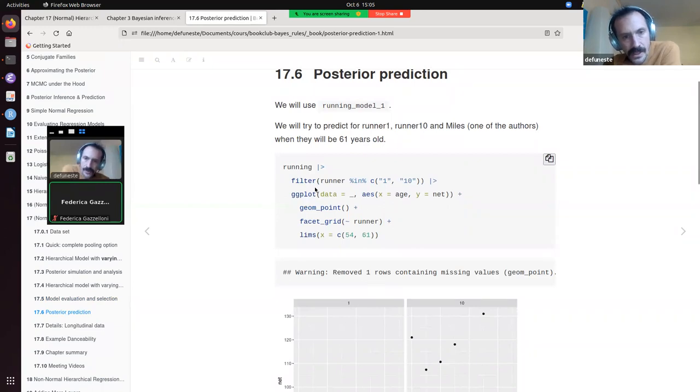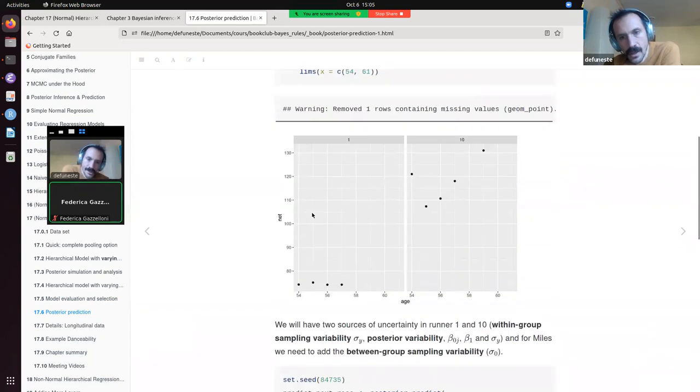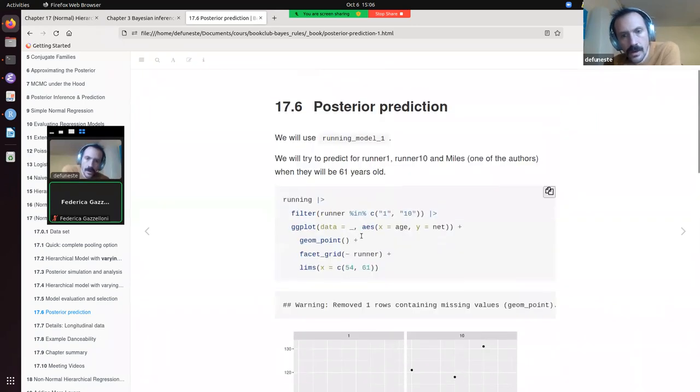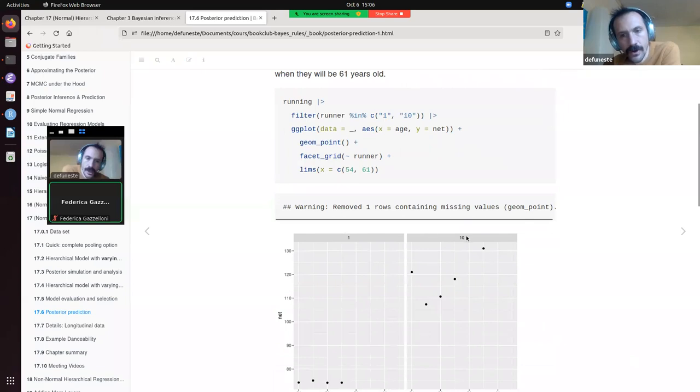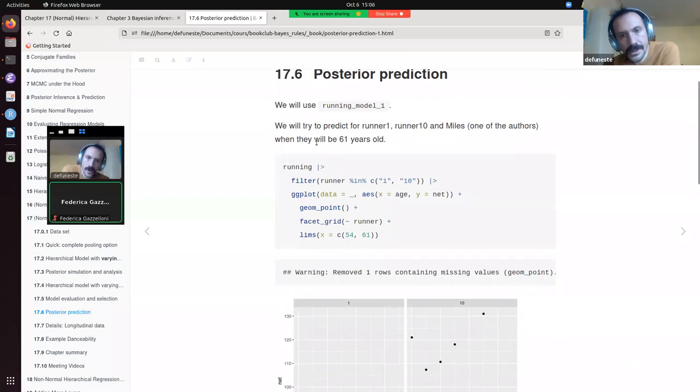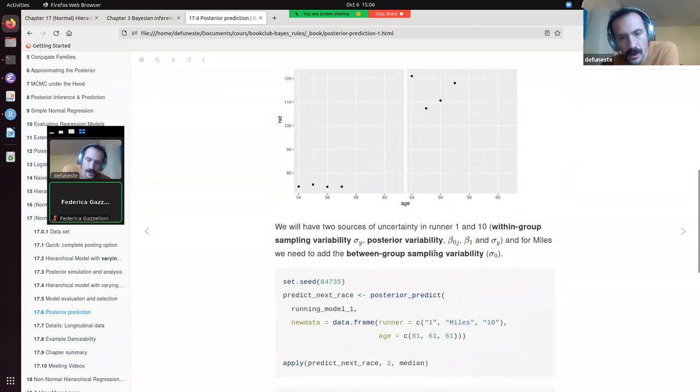This is just what we have seen in the last chapters. So we'll pick three cases. One will take the first runner, and those are the 10 runners. And then we'll take one of the authors, Miles, and we'll try to predict their speed at 61 years old. So we have two sources of uncertainty for the data that we already know.